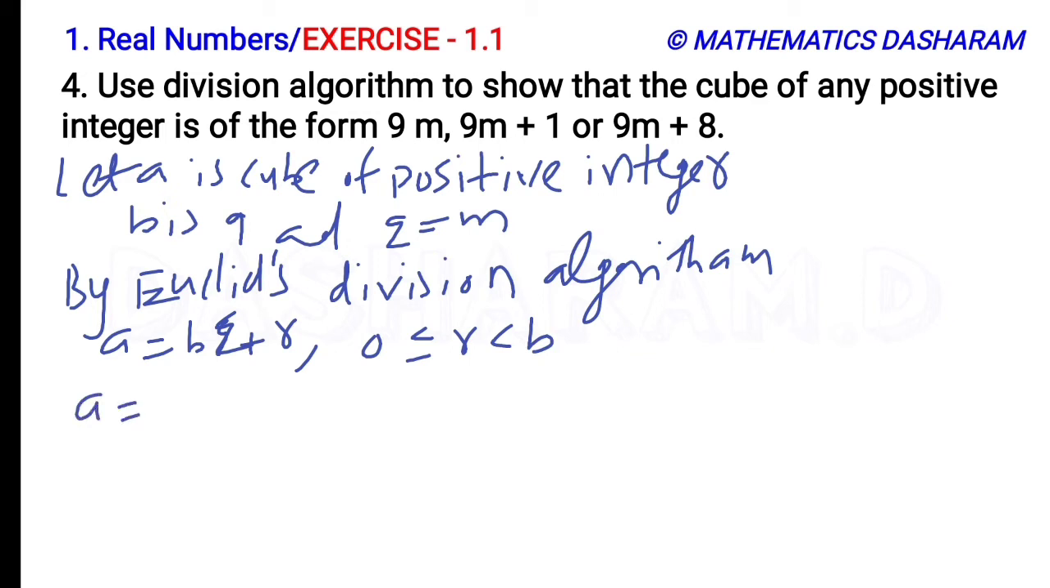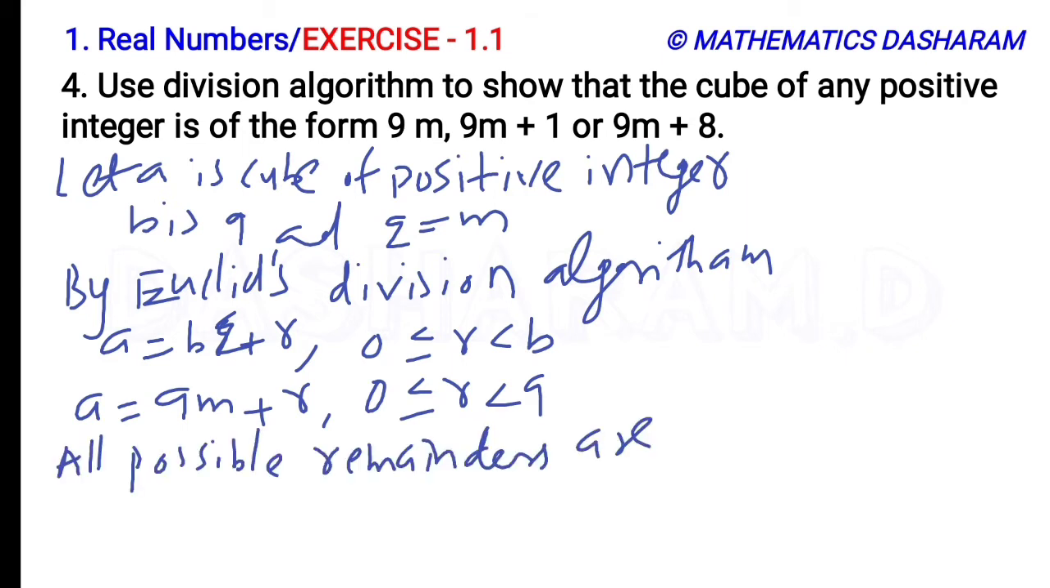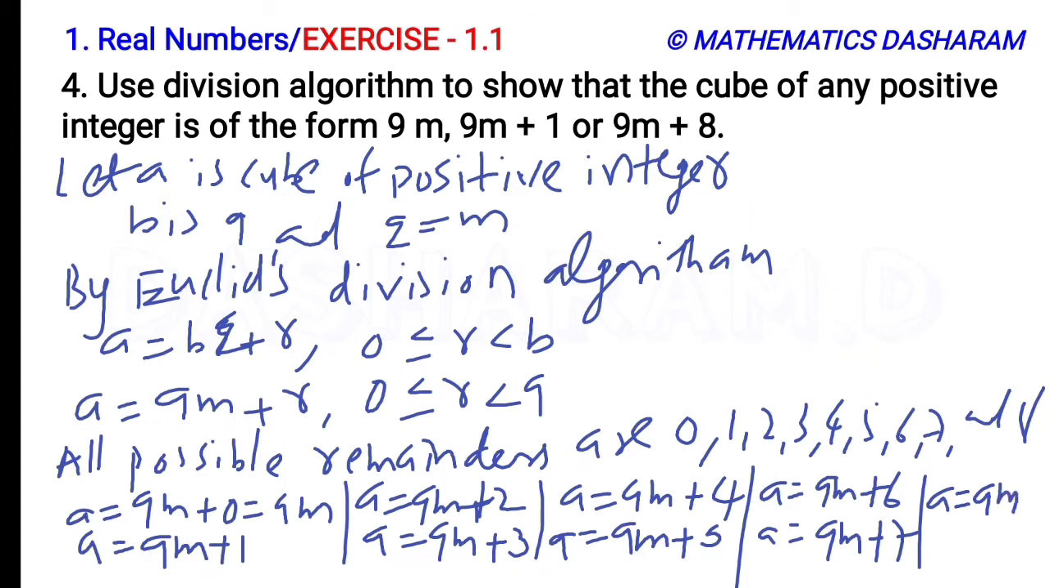So a is the cube of a positive integer, b means 9, q means m, r. So 0 is less than or equal to r, which is less than 9. Now all possible remainders are 0, 1, 2, 3, 4, 5, 6, 7 and 8. Now substitute all these remainders in this one by one. a equals 9m plus 8.